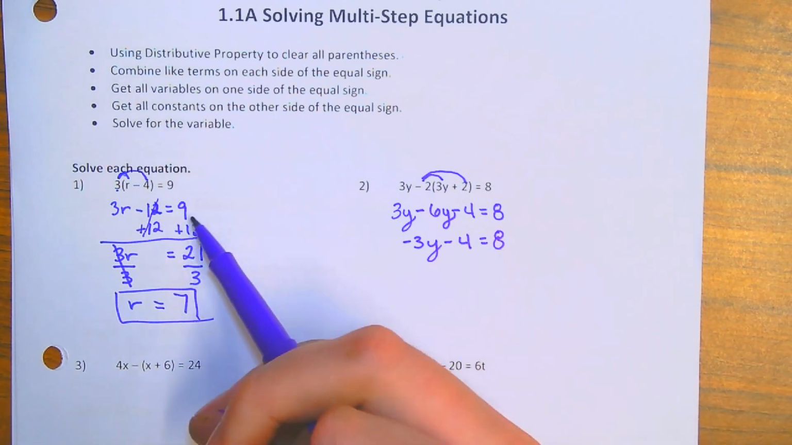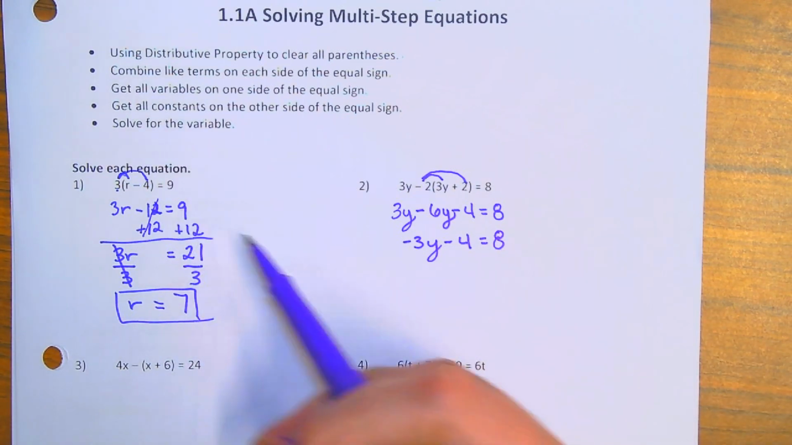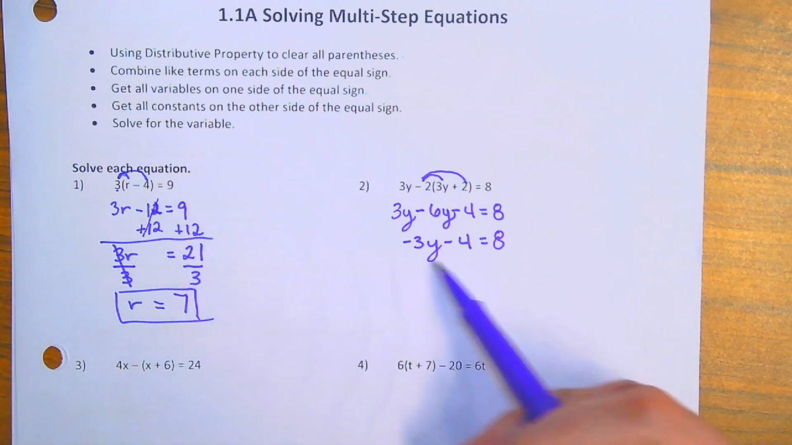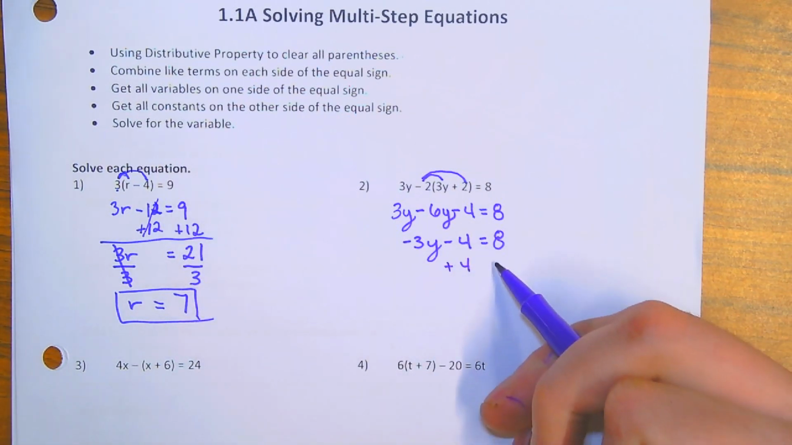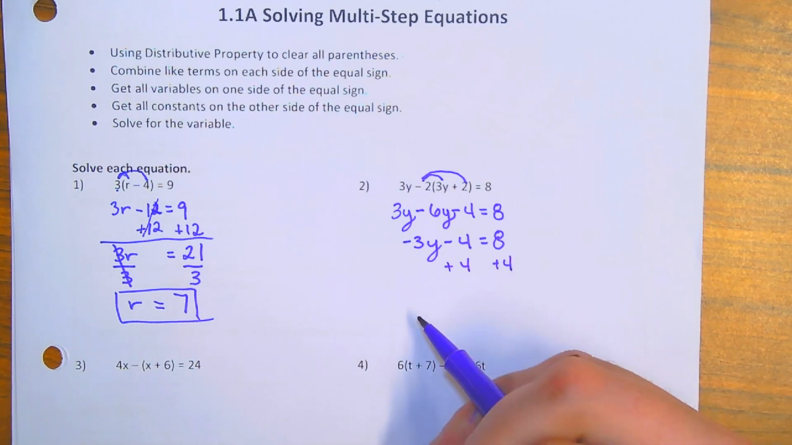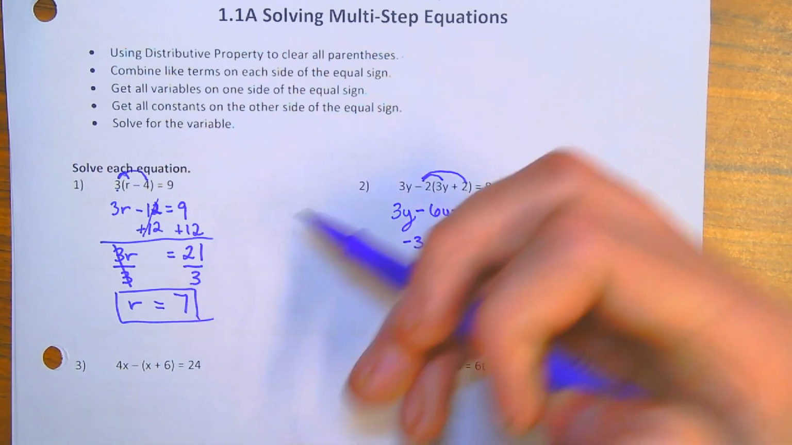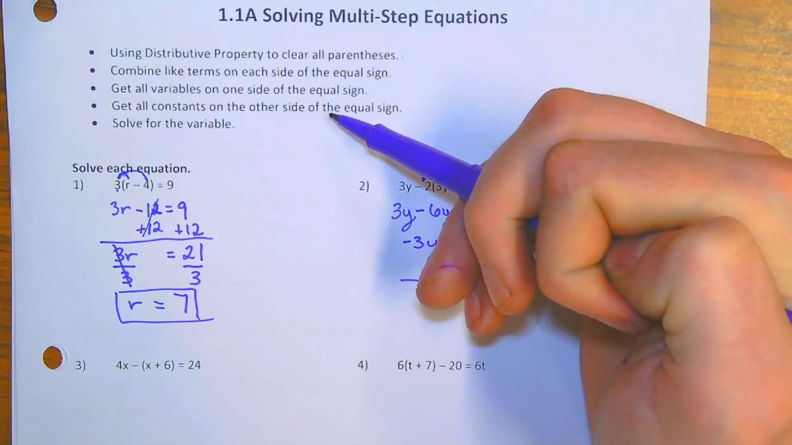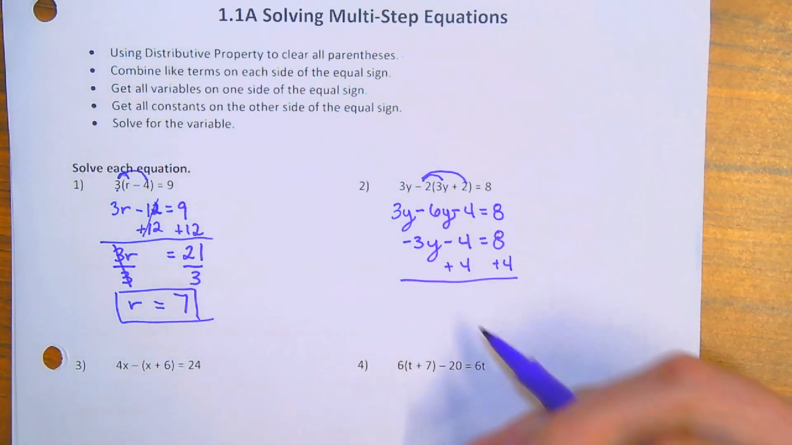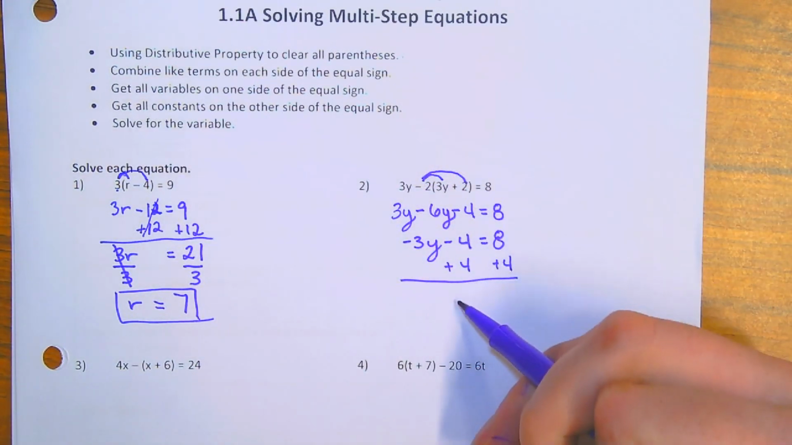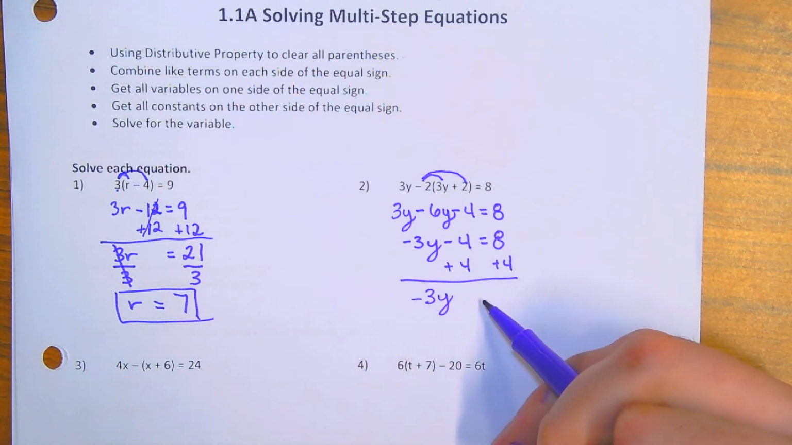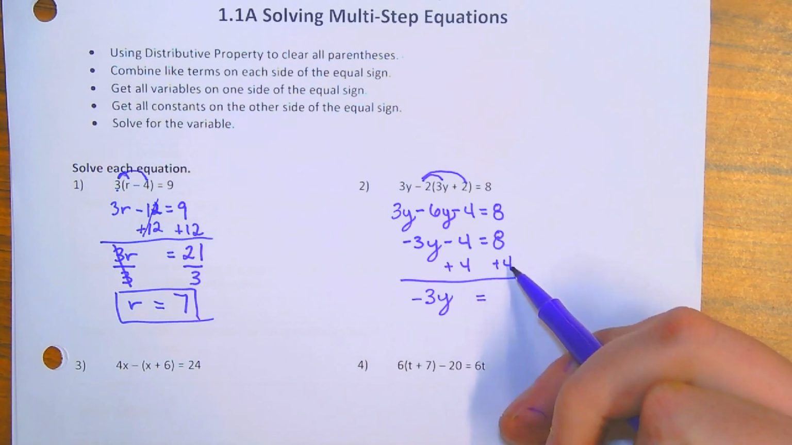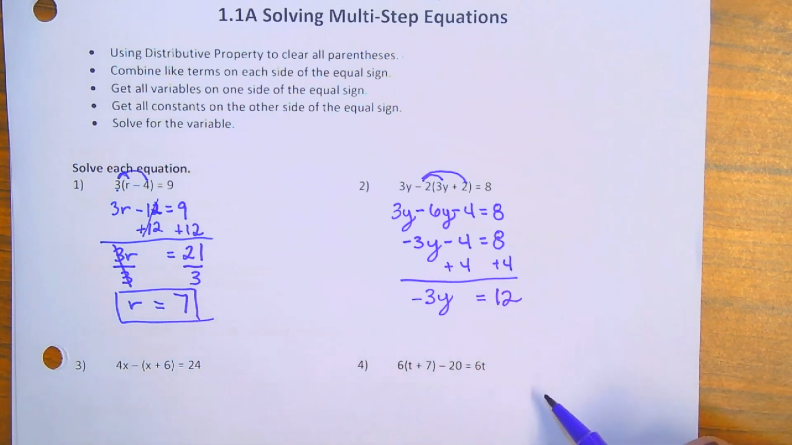Now it's looking way more similar to our earlier problem here than this one, as this does. Okay? So my next step is going to be to add 4 to both sides. That'll get rid of those constants, just like we have to do. We said here, get all constants on the other side of the equal sign. Minus 4 plus 4, that'll give us 0, so those will cancel. We should end up with a negative 3y equals 8 plus 4, which is 12.